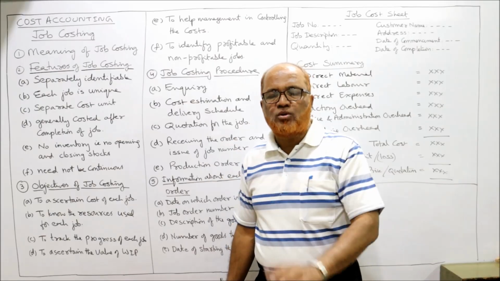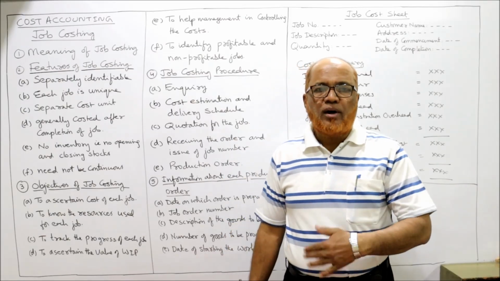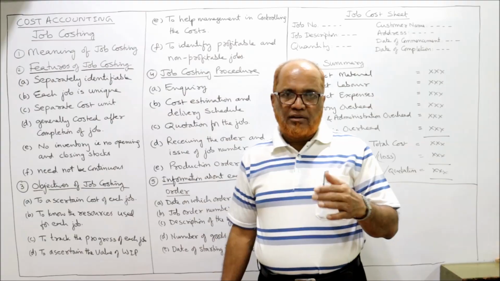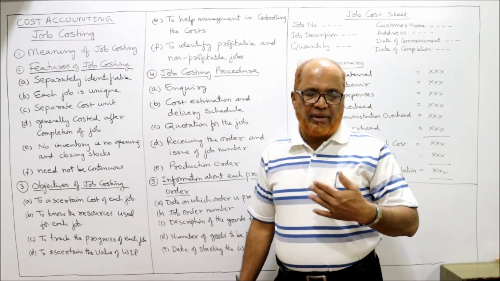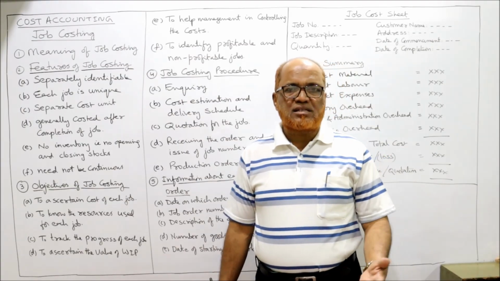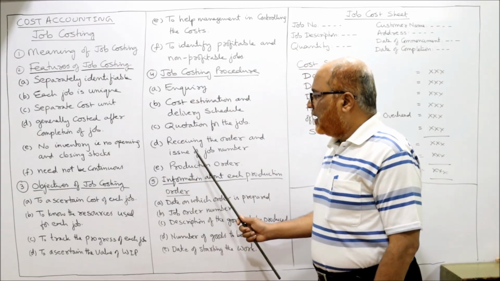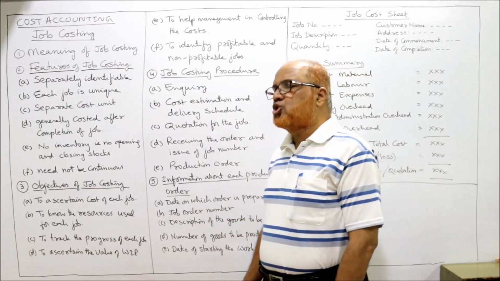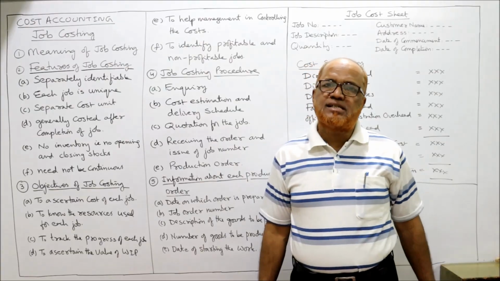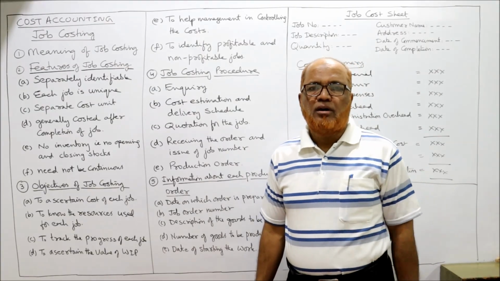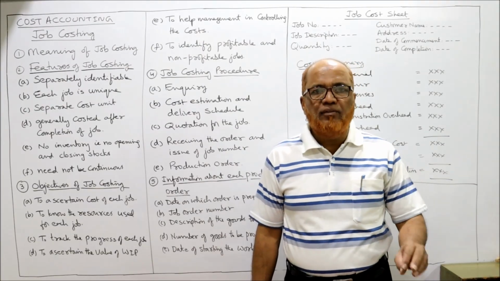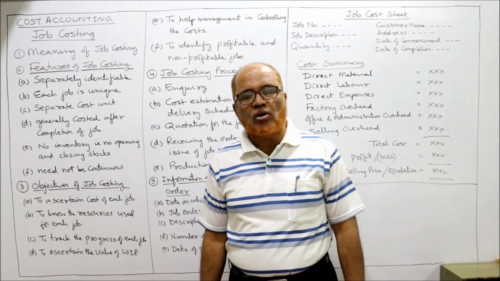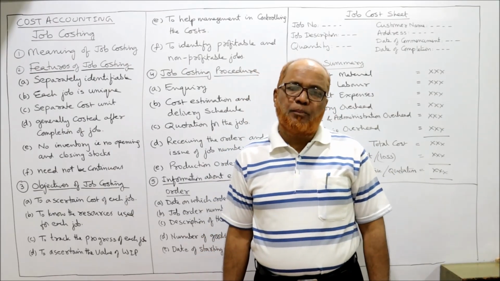The quotation will be given to the customer, and accordingly the customer may agree or may not agree, they will accept it or not. Then receiving the order and issuing a job number. Once the customer is satisfied regarding the quotation and the delivery time, then he will place the order with the supplier, with the producer.